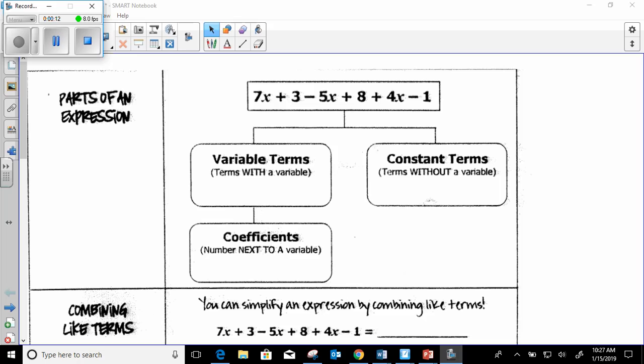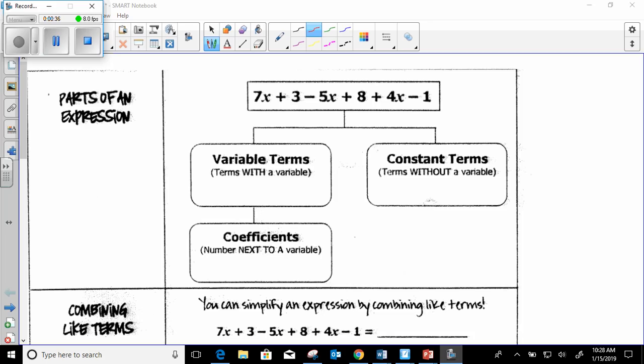You want to make sure that you circle your like terms. Like in the last video, we talked about circling like fruit. So all of your x's will go together, your y's will go together, and your constants will go together. Your constants are your numbers. Make sure to circle around the entire term. So let's look at the first one.